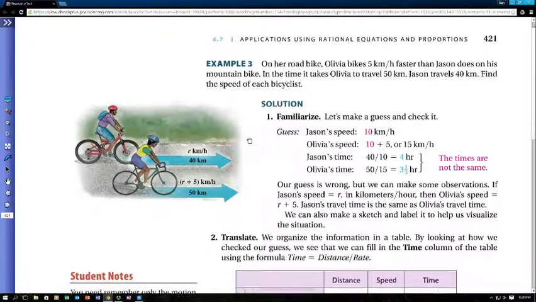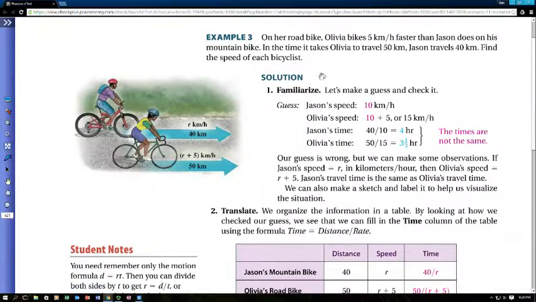And so let's look at this first one here. It says on her road bike, Olivia bikes 5 kilometers per hour faster than Jason does on his mountain bike. In the time it takes Olivia to travel 50 kilometers, Jason travels 40. Find the speed of each bicyclist.